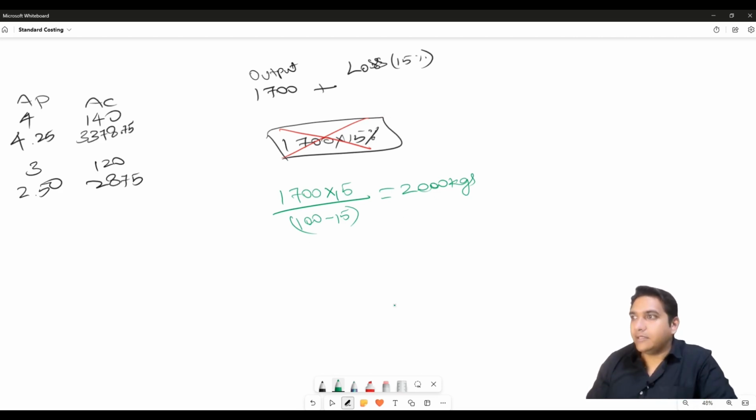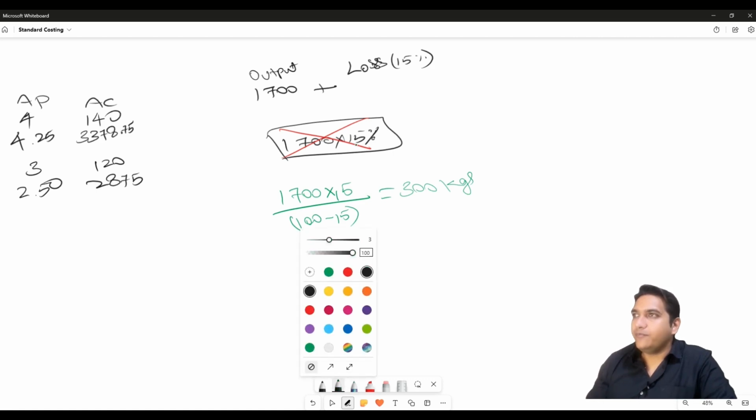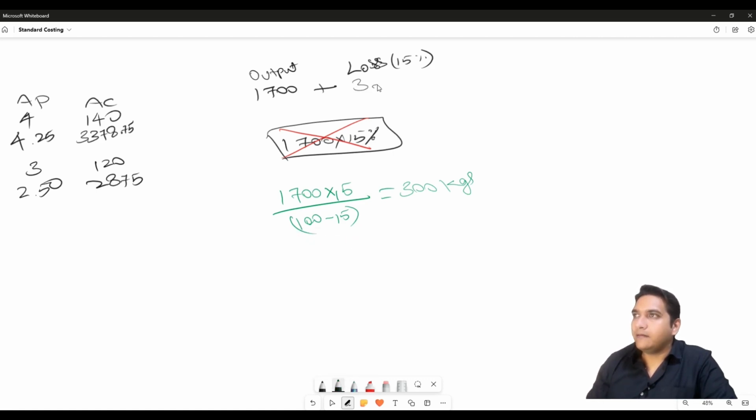Sorry, it is not going to be 2000 kgs. Since it is loss, this is going to be 300 kgs. This is going to be 300 kgs. So our loss comes to 300. Total input becomes 2000 kgs.